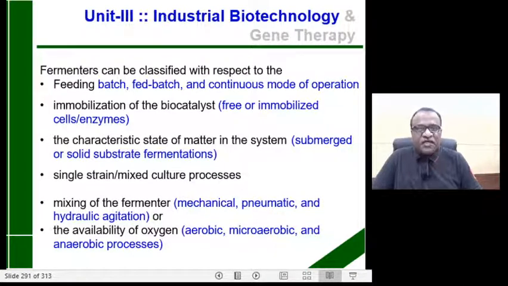So the classification of fermenters is with respect to feeding, immobilization of the biocatalyst, the characteristic state of matter in the system, single strain or mixed culture process, mixing of the fermenter, and with respect to availability of the oxygen.